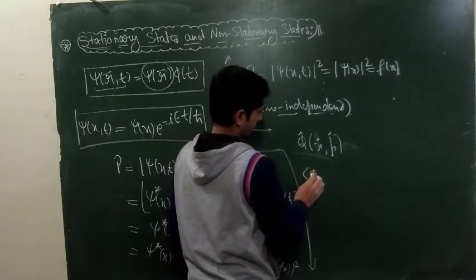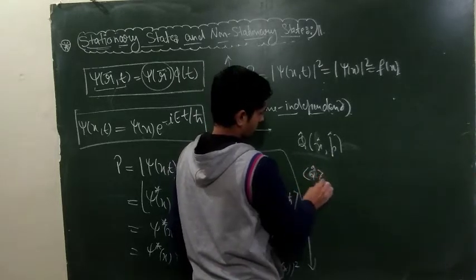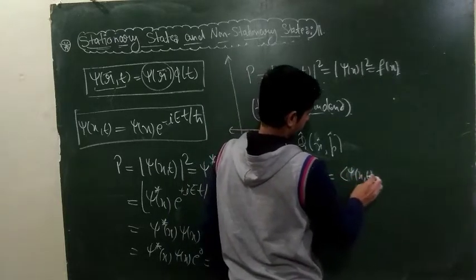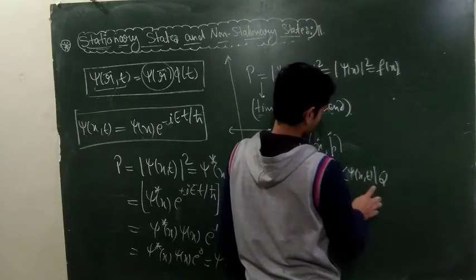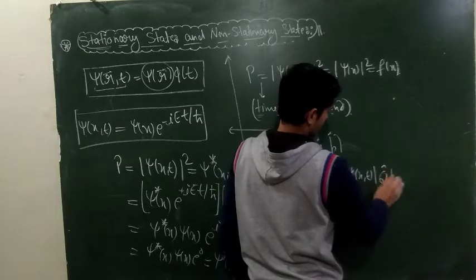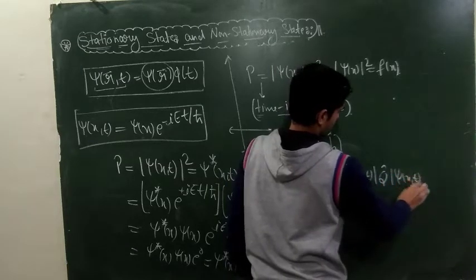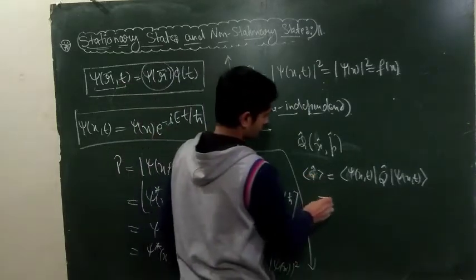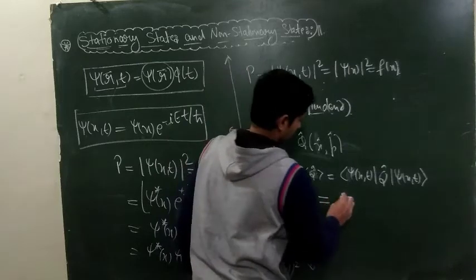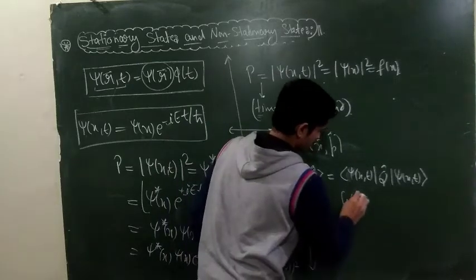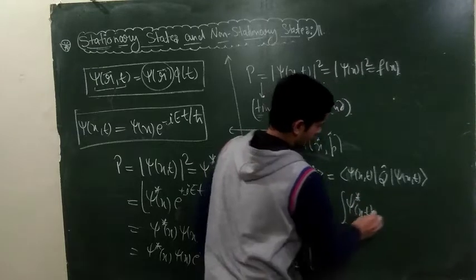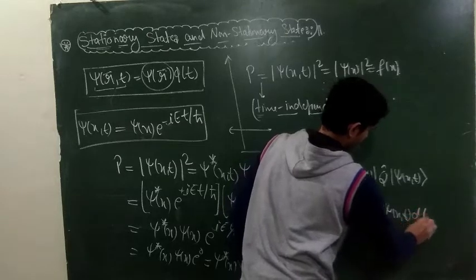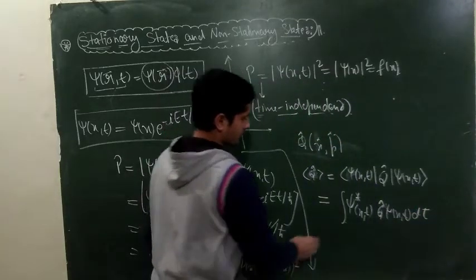So just calculate the expectation value of some operator q, which will be psi of x and t acting, sorry, into the scalar product with q of t, which is acting on psi of x and t. I know that you all have heard about them, how to calculate the expectation values in the first unit. And in integral form, it will be psi star of x and t, q cap acting on psi of x and t into some volume element, right?